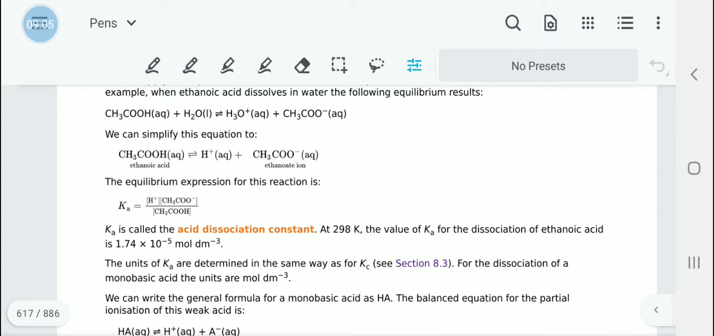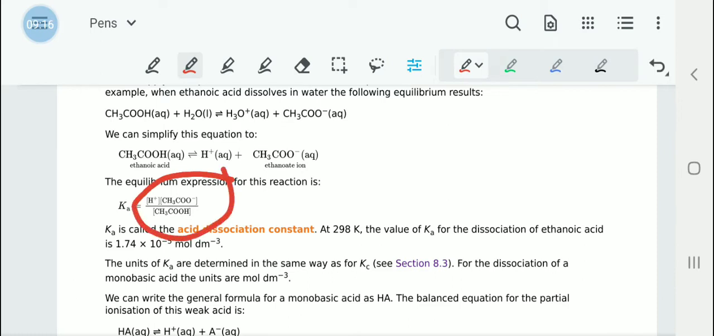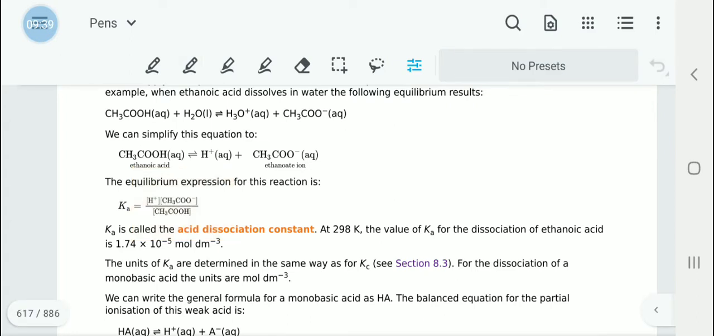And for a monobasic acid, the units are going to be mole per cubic decimeter, because only one is going to be left out, H plus ion. Now as you can see here, at the top you would have two concentrations, H plus ion concentration into CH3COO minus concentration, that is the ethanoate ion concentration, divided by the ethanoic acid concentration. So one concentration at the top and bottom would get cancelled out, therefore one concentration is going to remain. So that is the reason why for a monobasic acid, the Ka is going to have the unit moles per cubic decimeter.